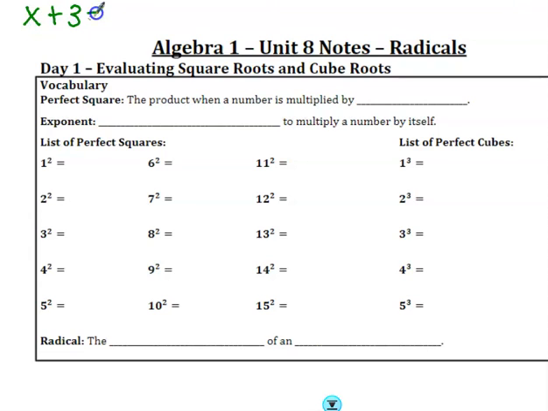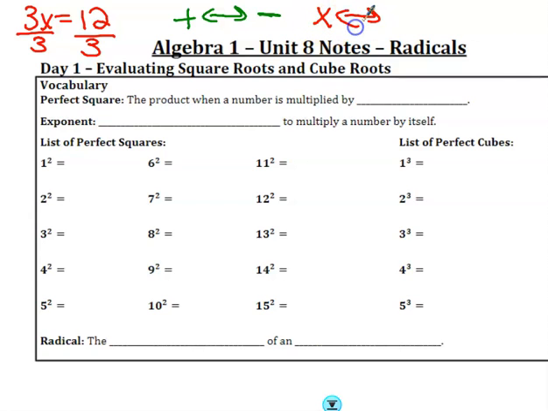So x plus 3 equals 10. What would I do? What would be the opposite of adding? Well, that would be subtracting, correct? So the opposite of adding is subtracting. Now let's think of a different one. What if I was multiplying something? Let's say I had 3x equals 12. How do I do the inverse operation, the opposite? Well, I would divide. So the opposite of multiplying is dividing.